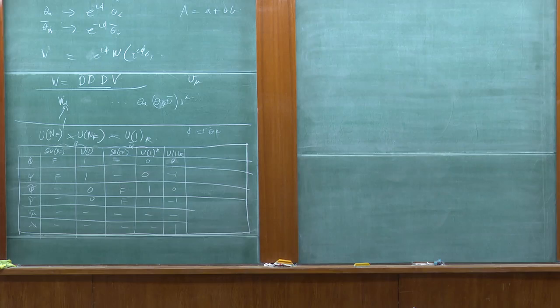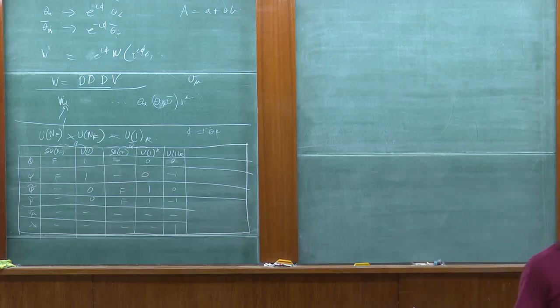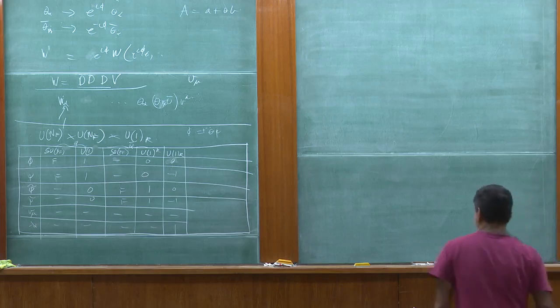All good? Excellent. You said mu has charge 0 under U(1). Yes. You didn't write it. I wrote dash. Dash and 0 are isomorphic.